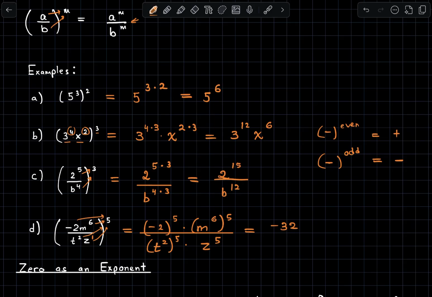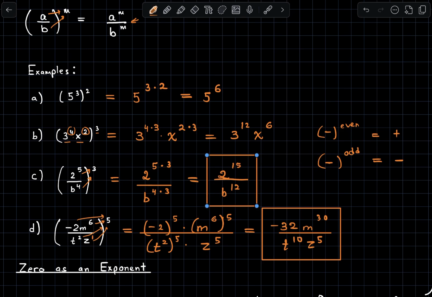All right, then we've got m to the 6 times 5. Remember, we have to multiply these, so that becomes m to the 30th power. Down here, we're going to do the same thing. 2 times 5, that's going to become t to the 10th power. And the z to the 5 remains as it was. So this is going to be our final answer here. Okay, we'll just box off all of these final answers.